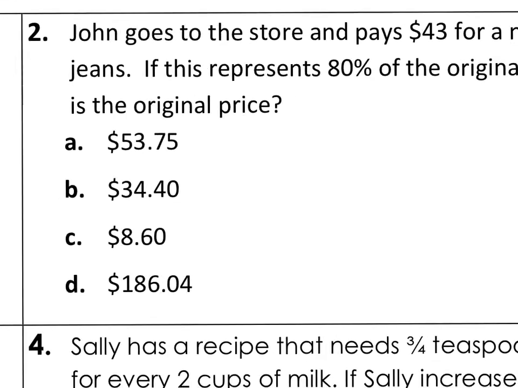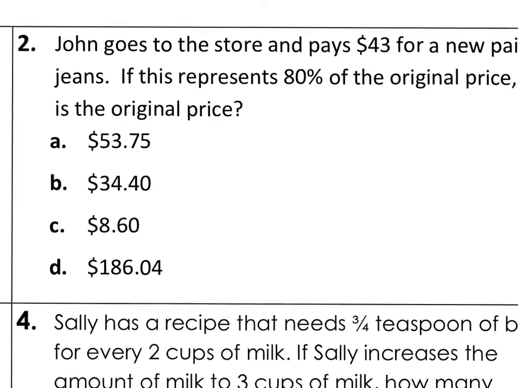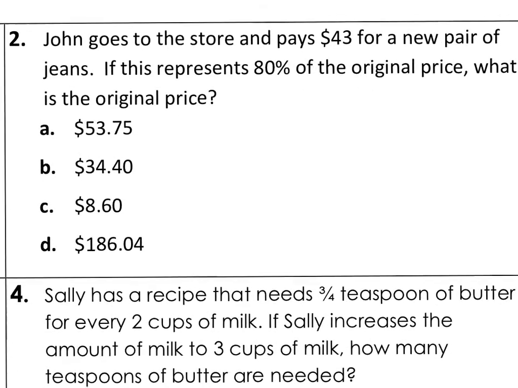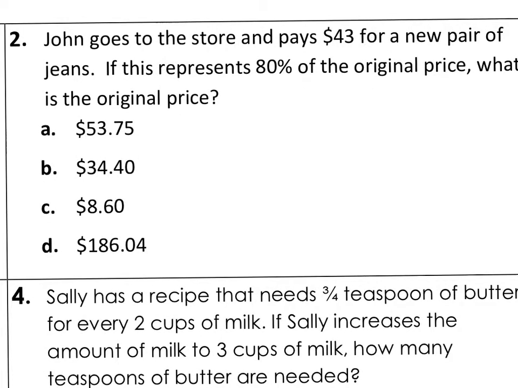Sliding over to number 2. John goes to the store, pays $43 for a new pair of jeans. If this represents 80% of the original price, what is the original price? Well, using our words first, we know that we're going to use that thing that I set up for us. We know that in a proportion or ratio that something over something will equal a percent over 100.